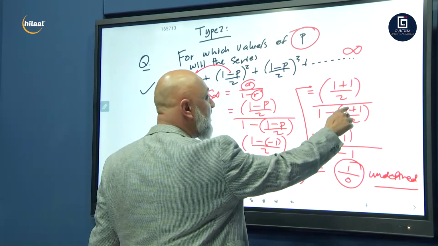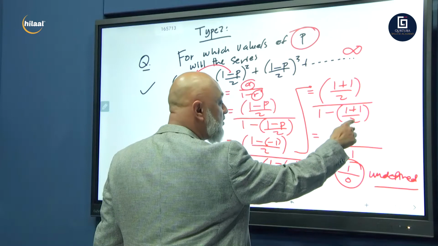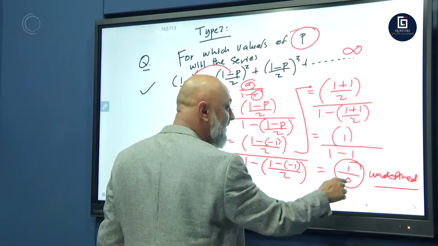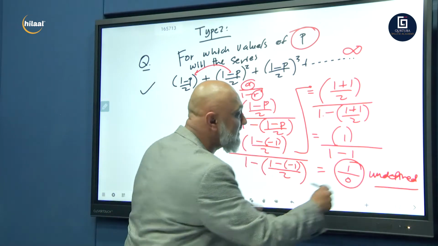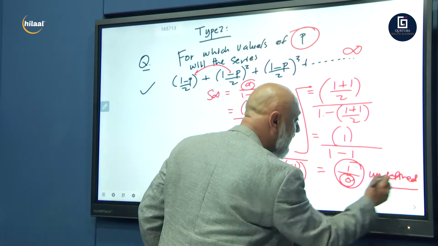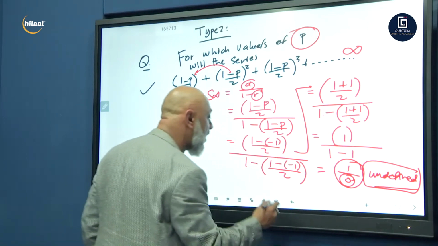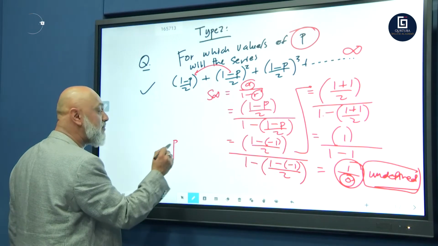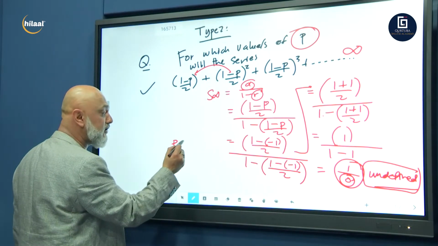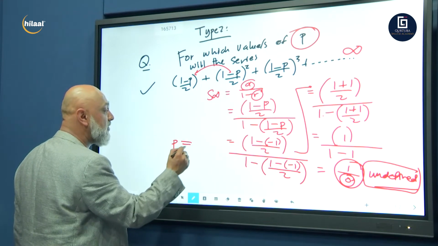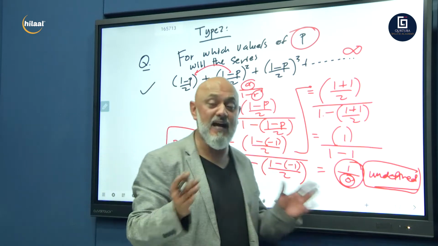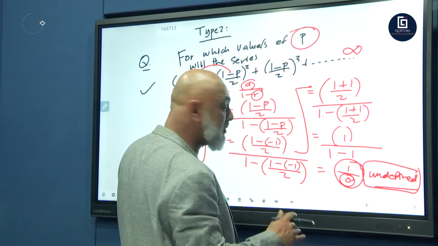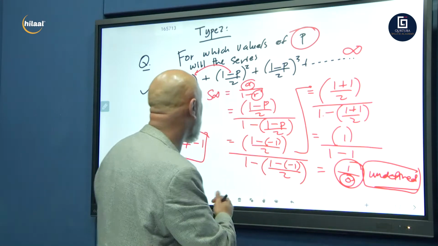Over 1 minus 1 plus 1 is 2. 2 over 2 is 1. 1 minus 1 is 0. So we know we are correct. But we get a very strange situation where we get 0 in the denominator. So therefore, there's no solution to this. P cannot equal -1. It can be any other value, any other value, it will work. But P can just not equal -1. Okay.